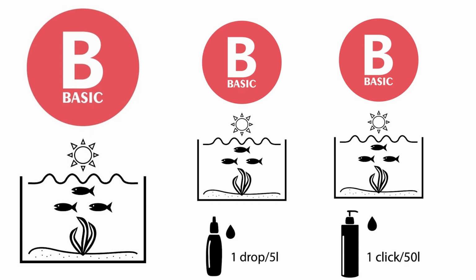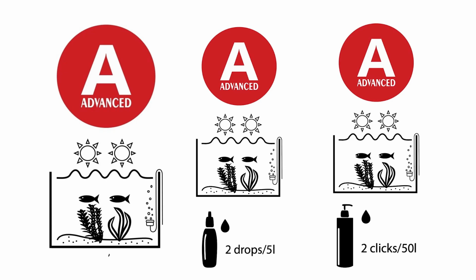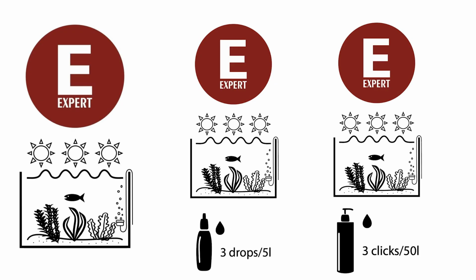The basic version is when we have few plants, low lighting, no CO2, so we can say a low-tech tank. We will use 2 clicks per 50 liters for the advanced version, so for a nature style tank, where we have a moderate amount of fish, a lot of plants, and use CO2, and 3 clicks per 50 liters for the expert version. This is a typical high-tech tank where we have few fish and lots of plants, strong light, and CO2.